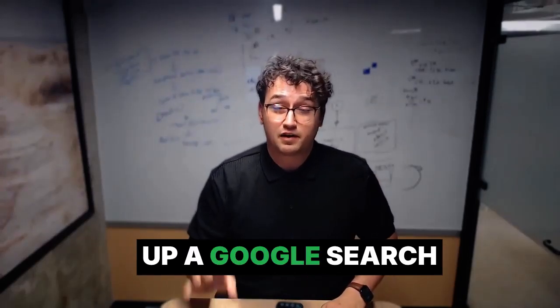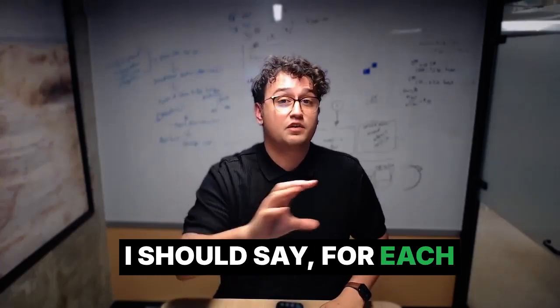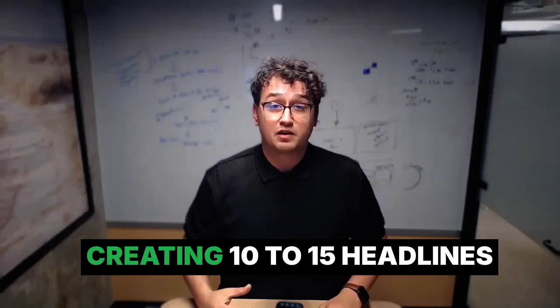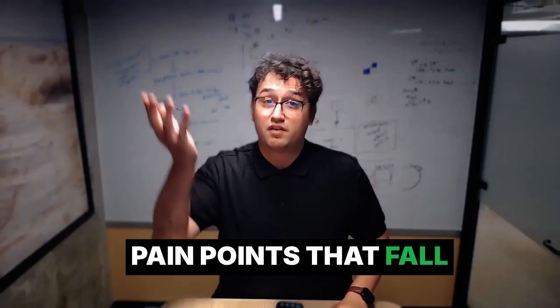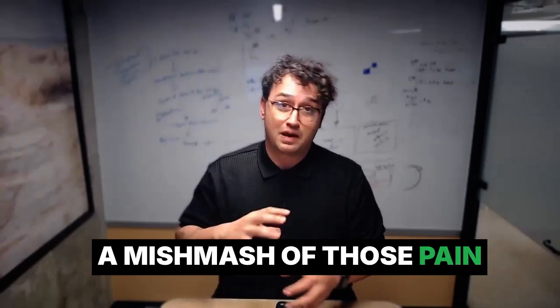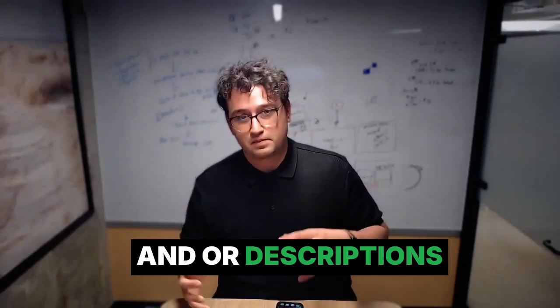Ideally, you've set up a Google search campaign for each, or Google search ad set, I should say, for each one of those categories. Then within that ad set, you're actually going to be creating 10 to 15 headlines that are variations of pain points that fall under that category and descriptions that can be a mishmash of those pain points and what we believe are the best headlines and/or descriptions to match them.